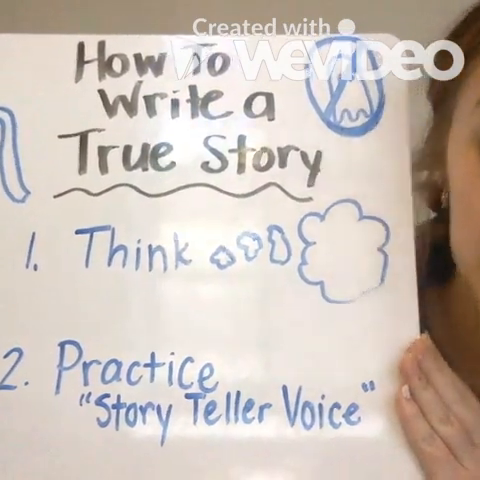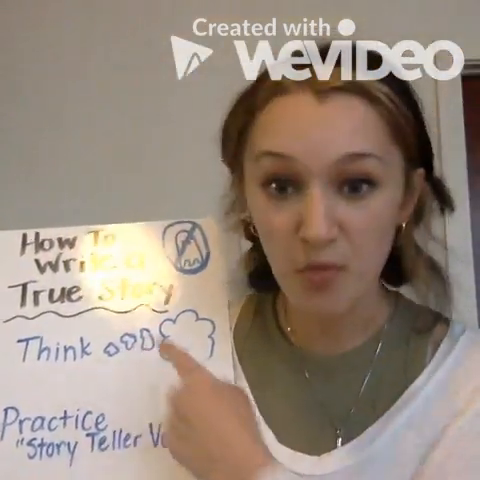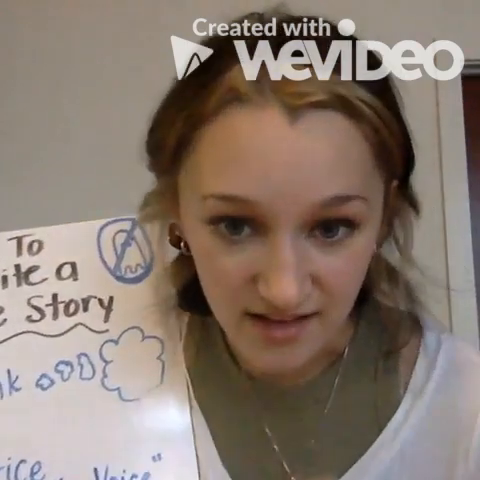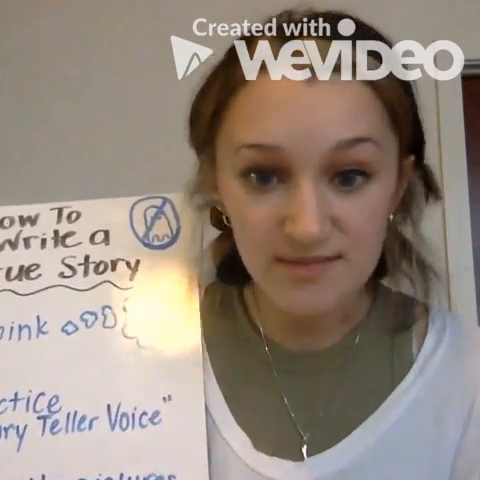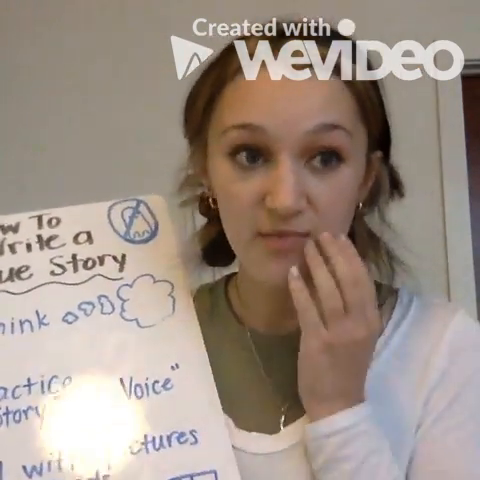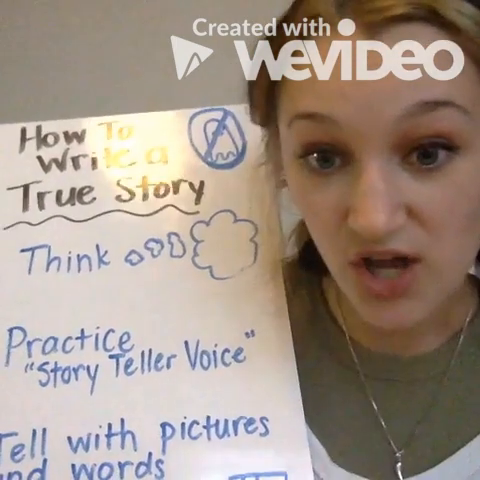All right, here are the steps. Repeat after me. Step 1, think. Your first step is to think of an idea. What's something that happened to you? Or what's something that you did? It could take place on the playground. It could take place at home. It could take place on an adventure that you took.